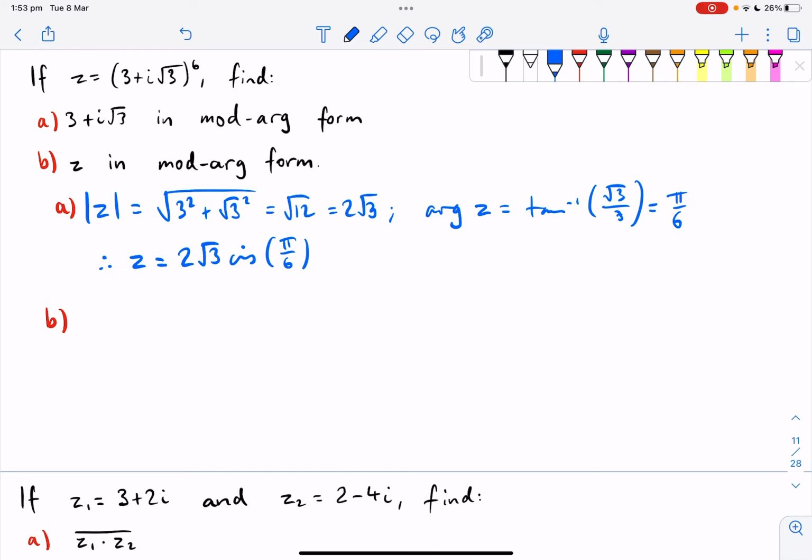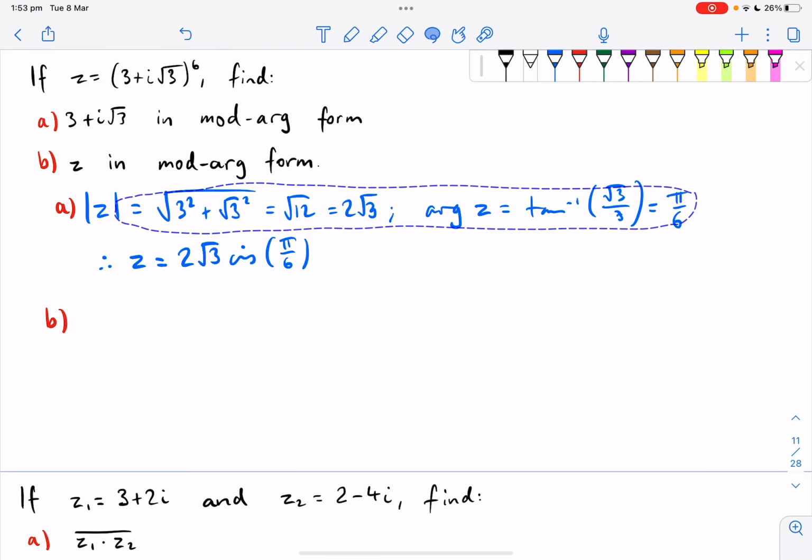Oh, I didn't get it. I should have kept that as 3 plus i root 3. z itself is actually the whole thing. So a little mistake. Let me just correct it so you understand what I'm talking about, because obviously it doesn't look right.